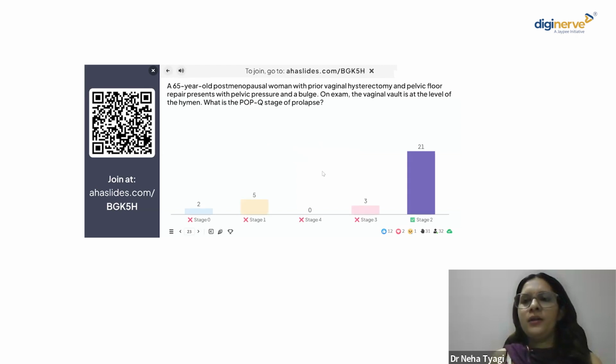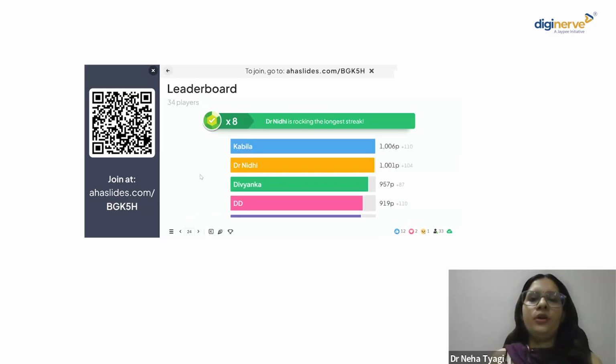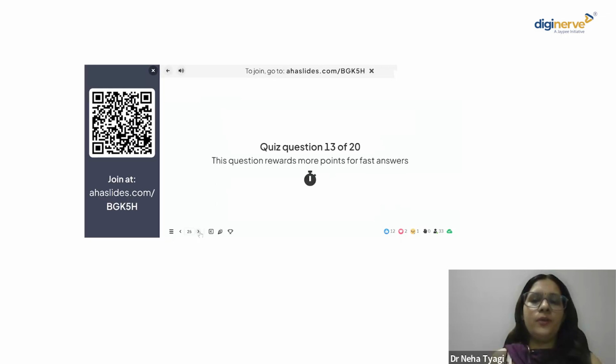The 21 who have marked it correctly is stage 2. Let's see the positions on the leaderboard. Dr. Nidhi is rocking the longest streak, but now Dr. Kabila is leading the leaderboard. Let's move to the next question.